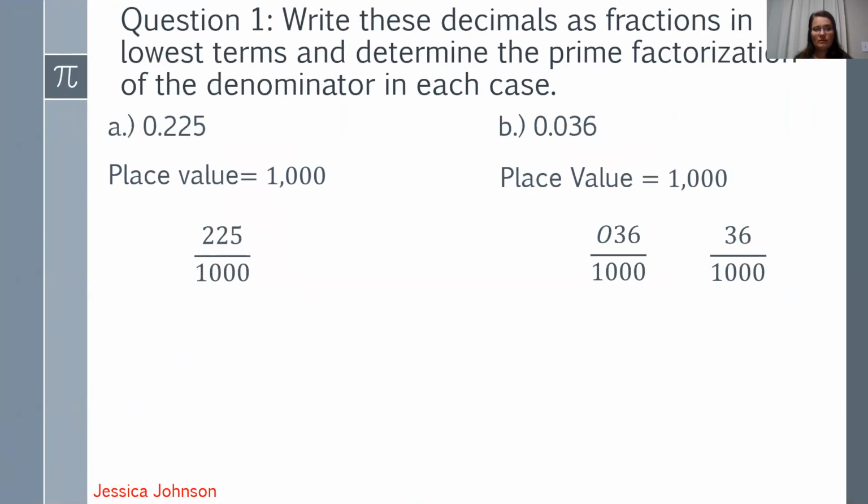To put 225 over 1,000 in the lowest terms, we need to find the greatest common divisor, which is 25. And we get the answer of 9 over 40. The greatest common divisor for 36 and 1,000 is 4. 4 will go into 36 and 1,000, and we get the answer of 9 over 250.